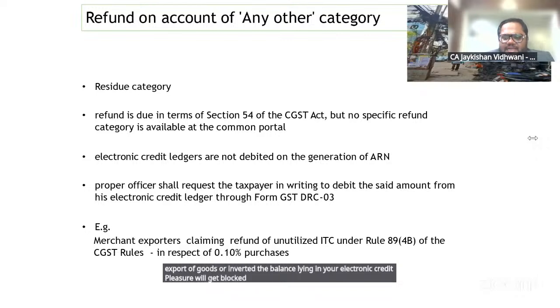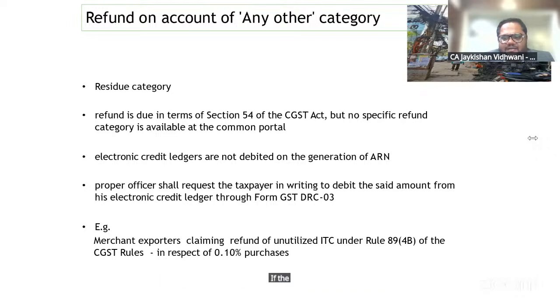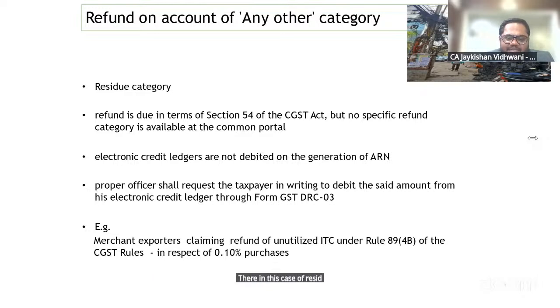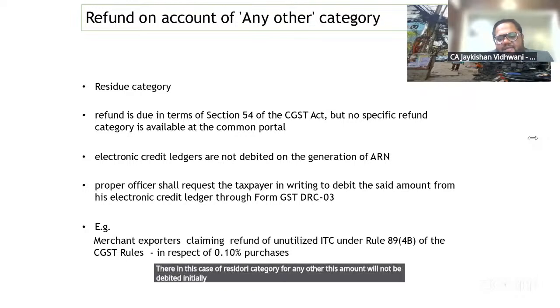It is just like an application for an IPO. If the refund is granted, then the amount will get debited and you will receive the amount in your bank account. If it is rejected, it would be recredited to your electronic credit ledger. So there is a specific provision that in the case of the residuary category, this amount will not be debited initially at the time of generation of the ARN.